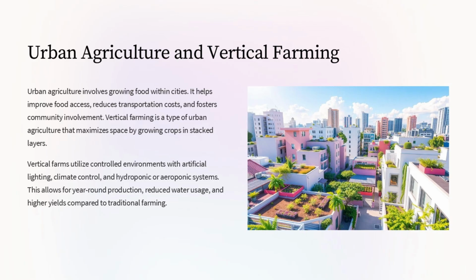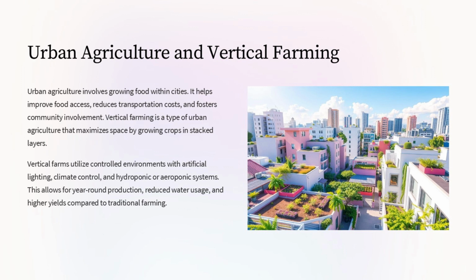Urban agriculture is the practice of growing food within cities, which helps improve food access, reduce transportation costs, and foster community involvement. Vertical farming is a type of urban agriculture that maximizes limited space by growing crops in stacked layers using controlled environments. Vertical farms utilize artificial lighting, climate control, and hydroponic or aeroponic systems to enable year-round production, reduce water usage, and achieve higher yields compared to traditional farming.